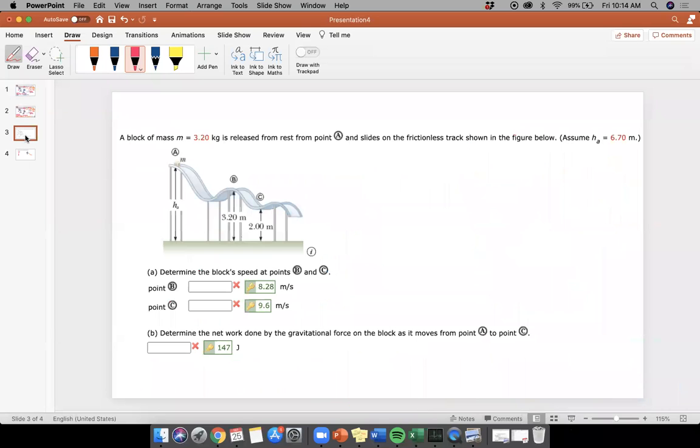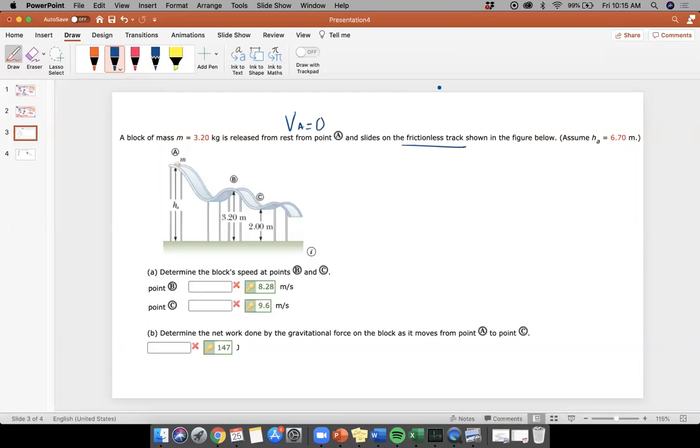Alright, so let's move on to our Rep Assign Chapter 4, number 10. I think everyone has done this or not, but let's just discuss it, okay? A block with mass of 3.2 kilograms is released from rest at point A. So from rest, the U is 0. Let's just say V at point A is 0, and it slides on a frictionless track.